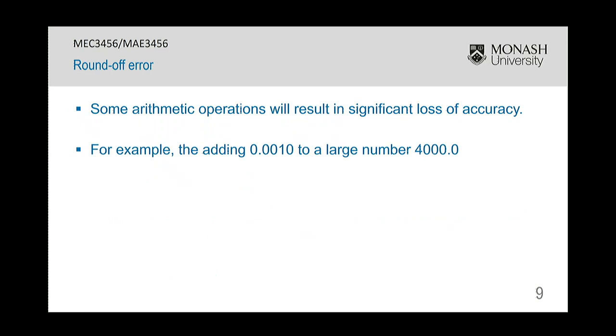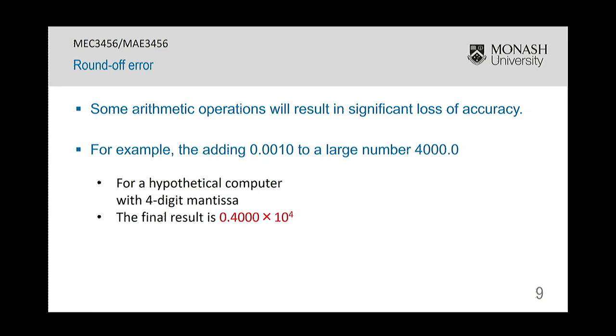Some arithmetic operations are going to result in far bigger losses of accuracy. So for example, if you're going to add a small number, 10 to the minus 3, to a large number, 4 by 10 cubed, and let's do this in a hypothetical computer where we've only got a 4-digit mantissa. So we're going to play this a little bit loose. If we add these two numbers, the final result's actually what we started with. Well, sorry, it's equal to the large number if we only have 4 bits.